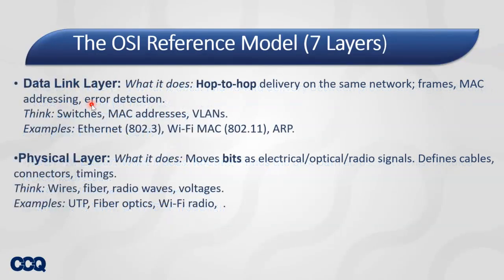In the data link layer, we don't speak about routing or IP addressing. Here we speak about switches and MAC addresses. This is hop-to-hop delivery on the same network, same LAN, same local area network, same VLAN. When PCs are connected to the same switch and PC1 sends a message to PC2, the traffic goes through the switch. How does the switch identify which is PC1, which is PC2, which is PC10? Based on the MAC address of these PCs.